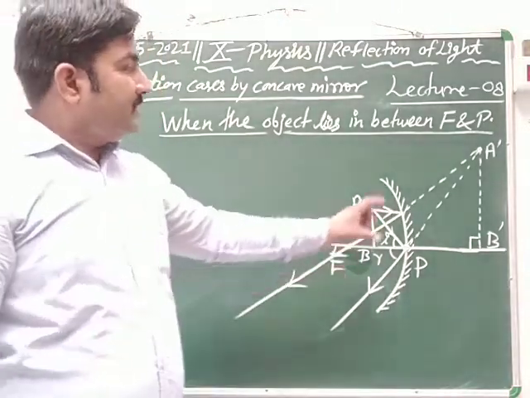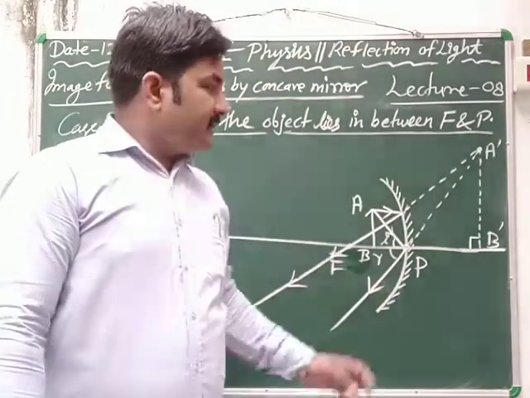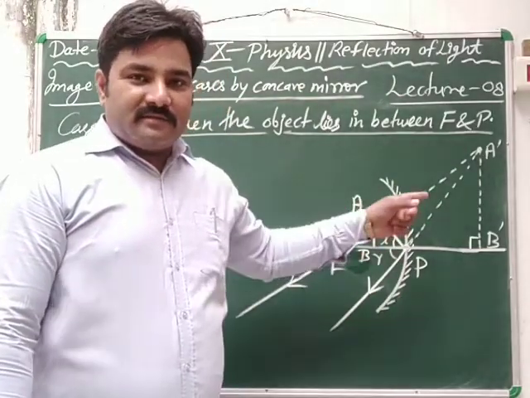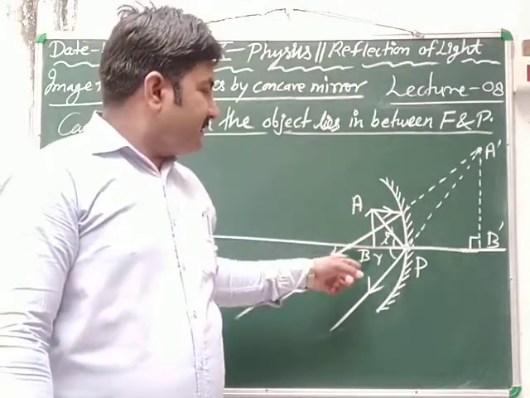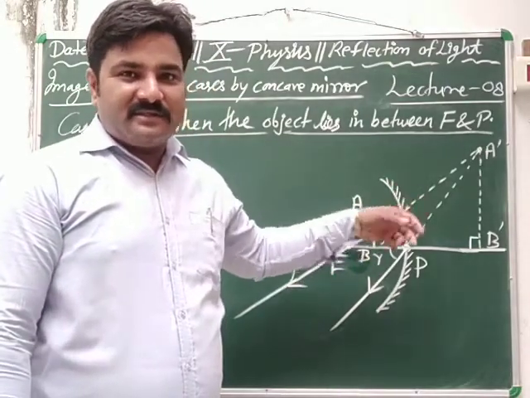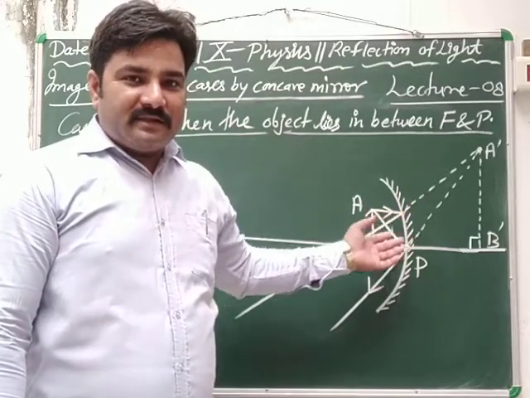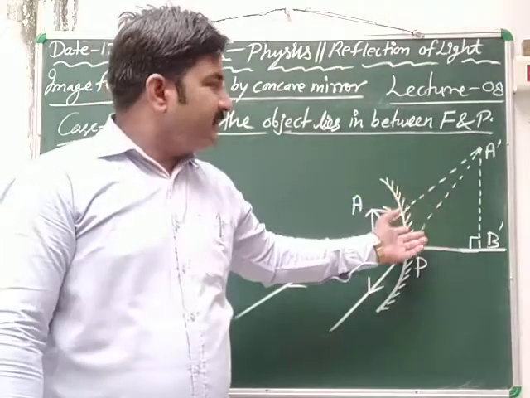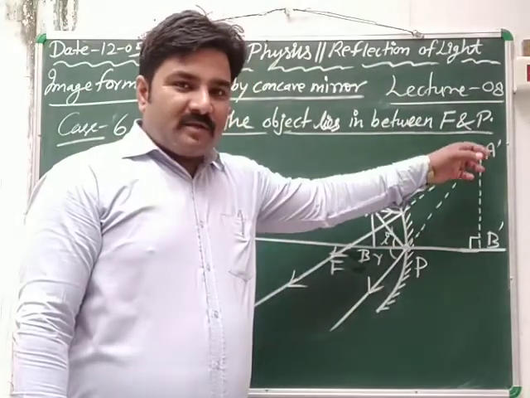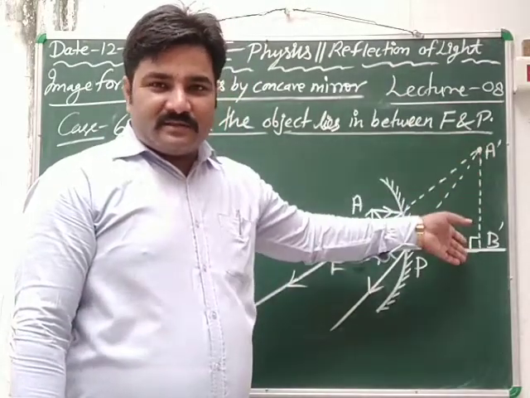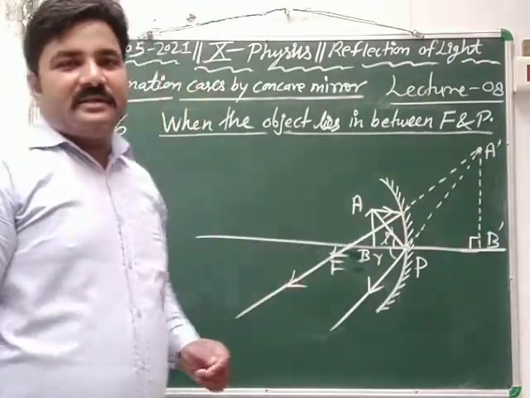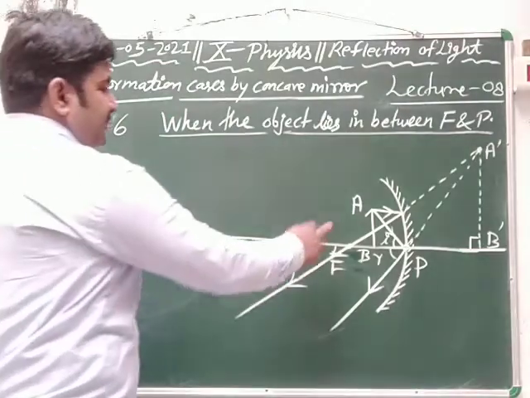Its position is just behind the mirror, and the size is larger than the object size, and the image is virtual because the rays do not actually meet here, but when proceeded backward, imagine the rays are coming from the back side, then they meet at a common point A dash, where when we draw a perpendicular from that point to the principal axis, then A dash B dash is the image of the object AB.